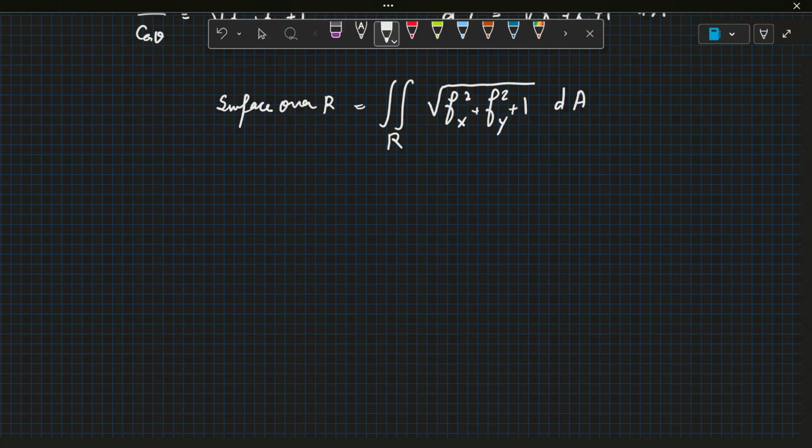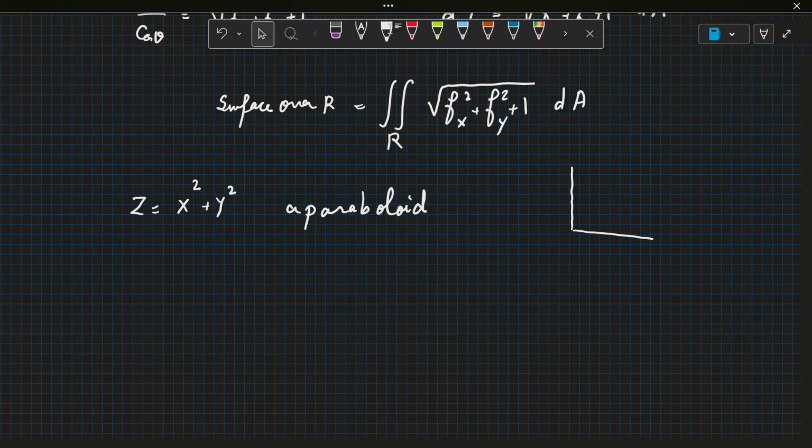So we are going to consider a paraboloid. So I have z equal to x squared plus y squared. This is of course a paraboloid. A paraboloid, you remember, is obtained from taking a parabola and rotating it around its axis. So if you take a parabola here and then rotate it around the axis of the parabola, that's what you get.